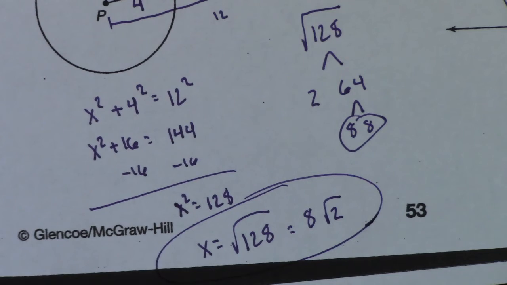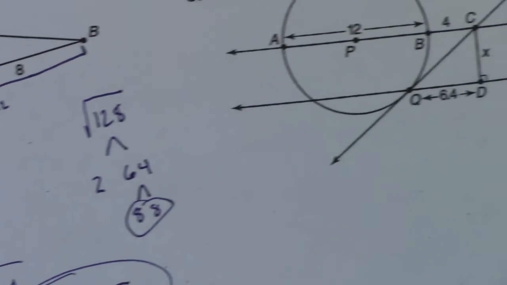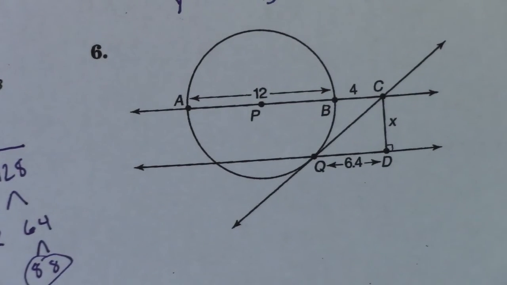And then we got one more, number 6. A lot going on in that picture. Let's see if we can make sense of what's going on. So we got a 12 for the diameter, which means that's a 6. Okay. What do they want us to do?